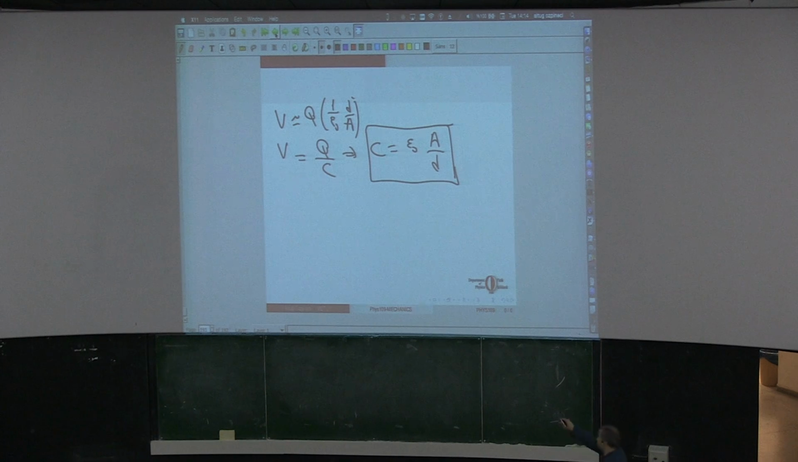Well, you see, you can say the capacitance is kind of the measure of the maximum that you can store. No. The capacitance is a constant. The capacitance of a given system is always a constant.